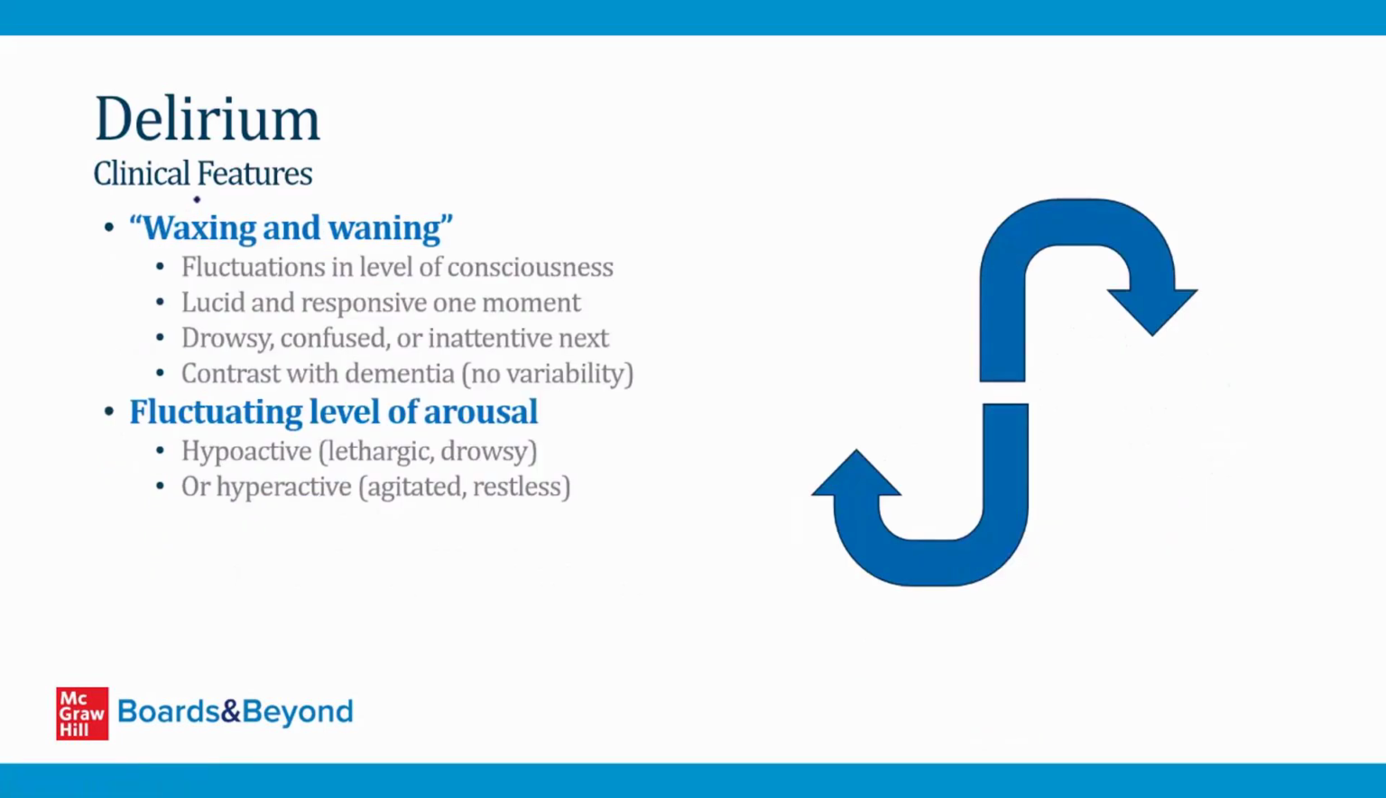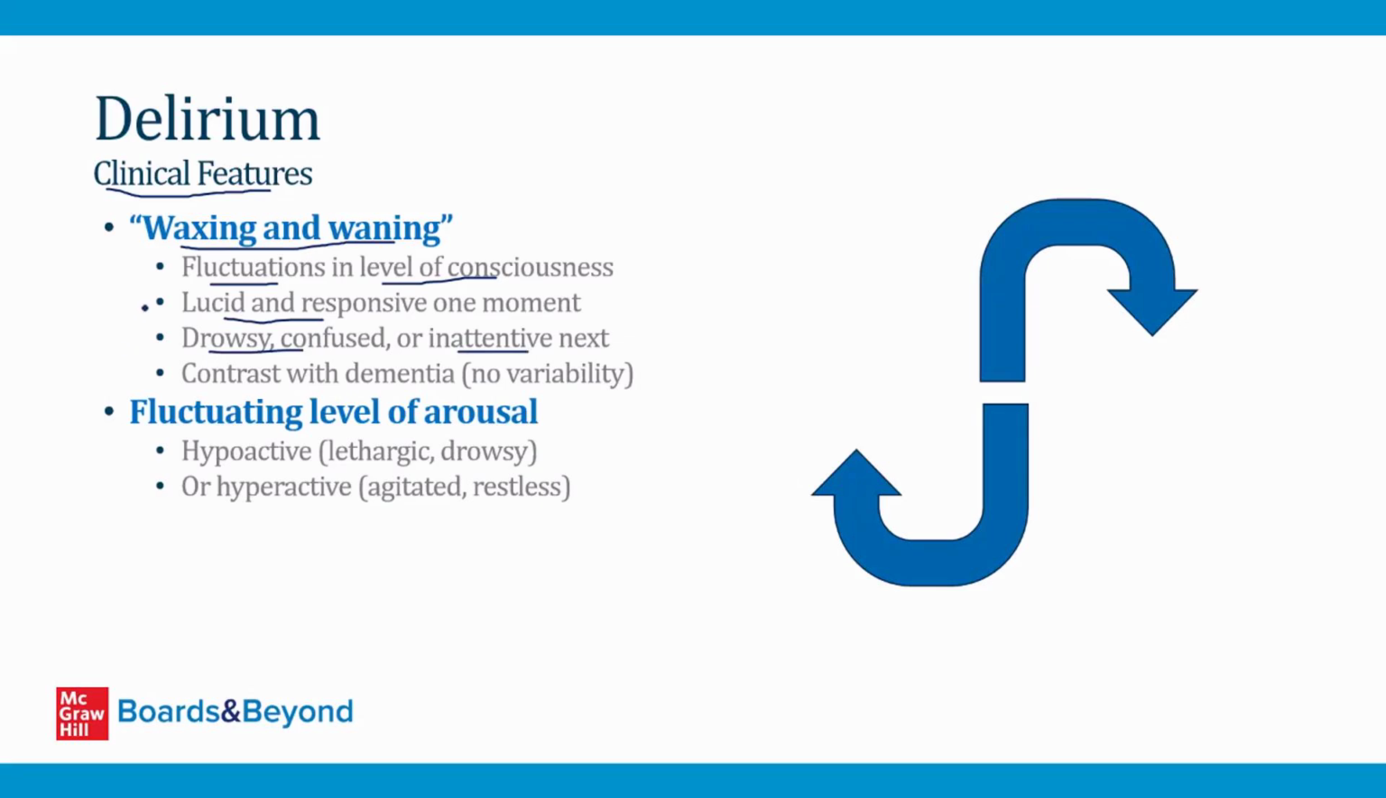All right, so let's drill down in a little bit more detail on the clinical features of delirium. It's classically taught that delirium has a waxing and waning course. So what does this mean? This means that in patients with delirium, they have fluctuations in their level of consciousness throughout the day. They can be lucid and responsive one moment and talking to you as if they don't have delirium at all. And then 30 minutes or a few hours later, they can appear drowsy or confused or inattentive. This is that waxing and waning course.